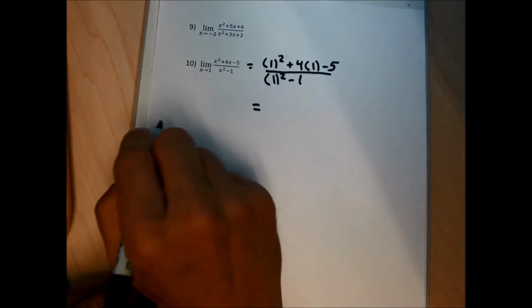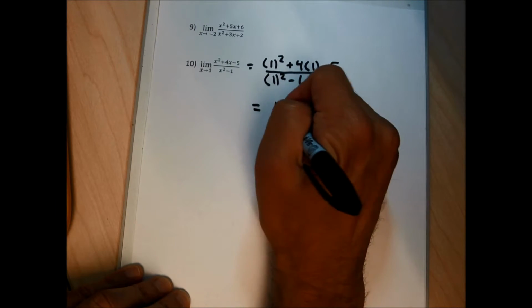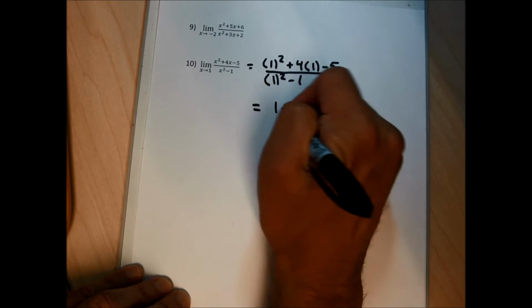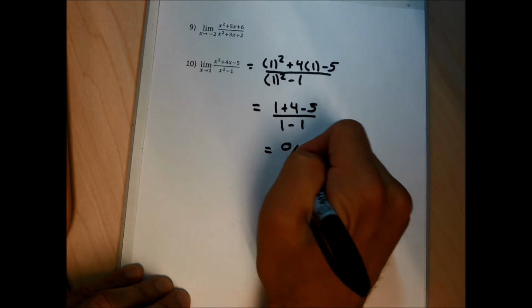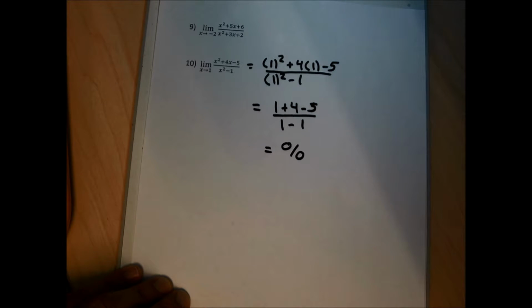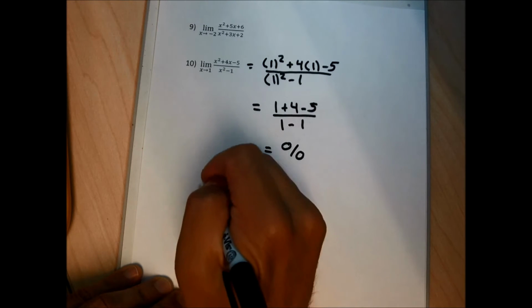So I plugged 1 in for all the x's. The numerator, I get 1 plus 4 minus 5 over 1 minus 1. That comes out to 0 over 0. When you get 0 over 0, the limit likely exists. And the strategy for finding that limit in this case is going to be factoring and canceling.